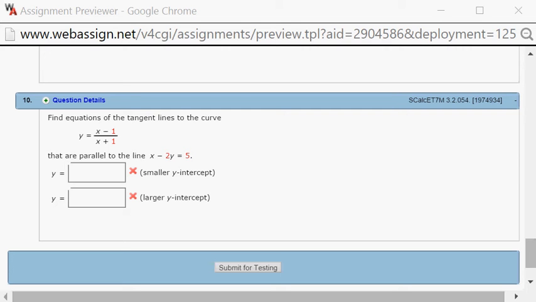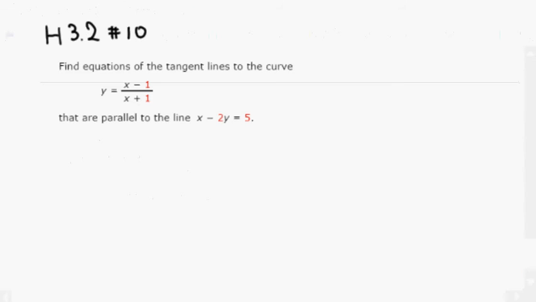Alright, let's look at homework 3.2, problem number 10. We want to find the equations of the tangent lines to the curve y equals (x minus 1) over (x plus 1) that are parallel to the line x minus 2y equals 5. Since we're talking about tangent lines, we need two pieces of information: one is the slope and the other one is a point.